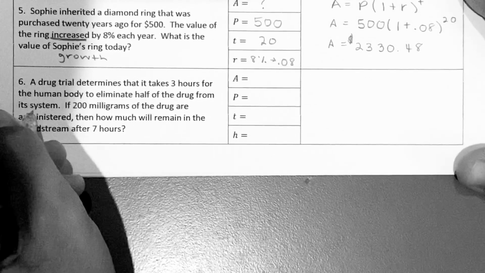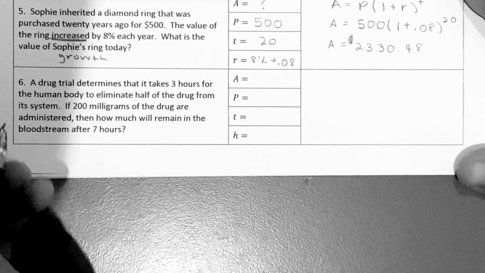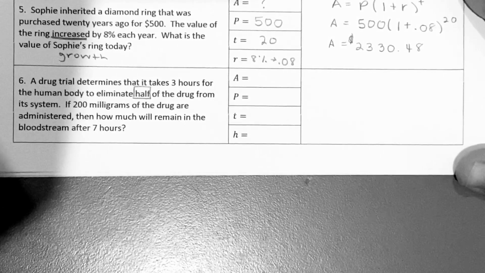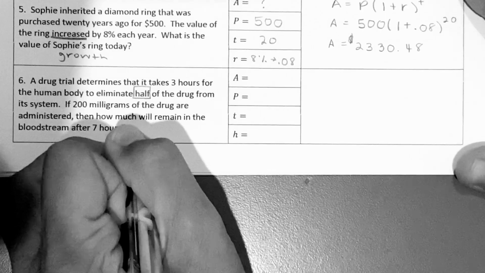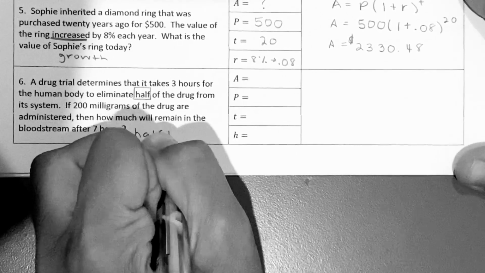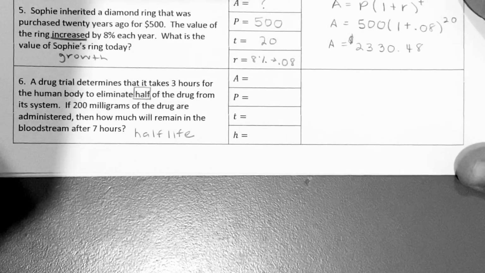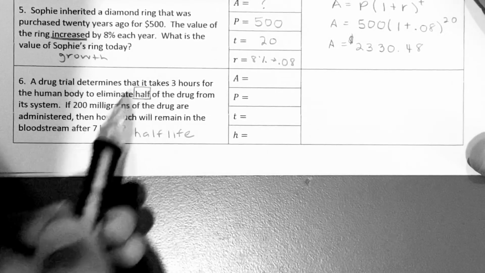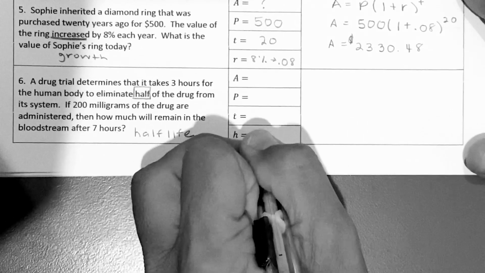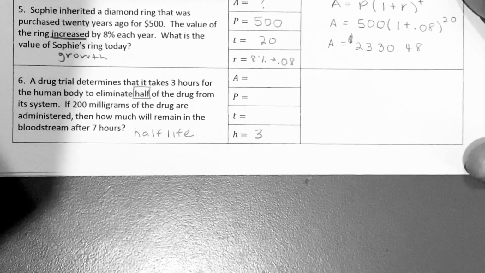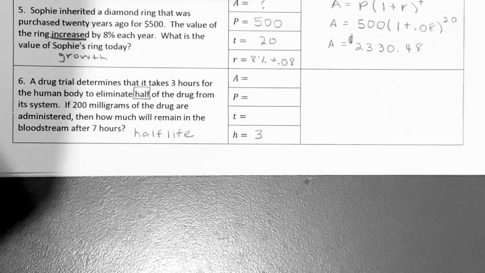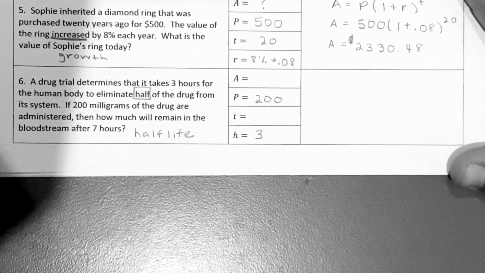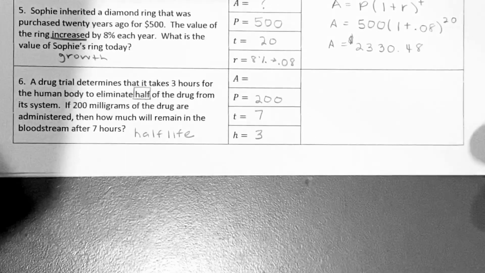So it says half-life. It doesn't say half-life, but it says half. So I am going to say this is half-life. This is a half-life problem. It takes 3 hours for half of it to be eliminated. So 3 hours would be our half-life. If you start with 200, how many will remain after 7 hours?